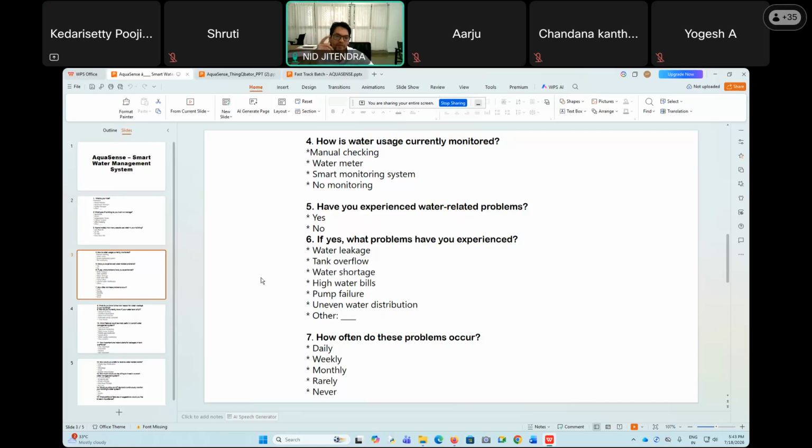Otherwise, what will happen? People will not be able to say yes or no, because everybody faces some or other water related problem. Water is not clean, water is not available, water is not coming with the right pressure, water is not coming on time. These are the common problems. Everybody will say yes. So ask specific questions.